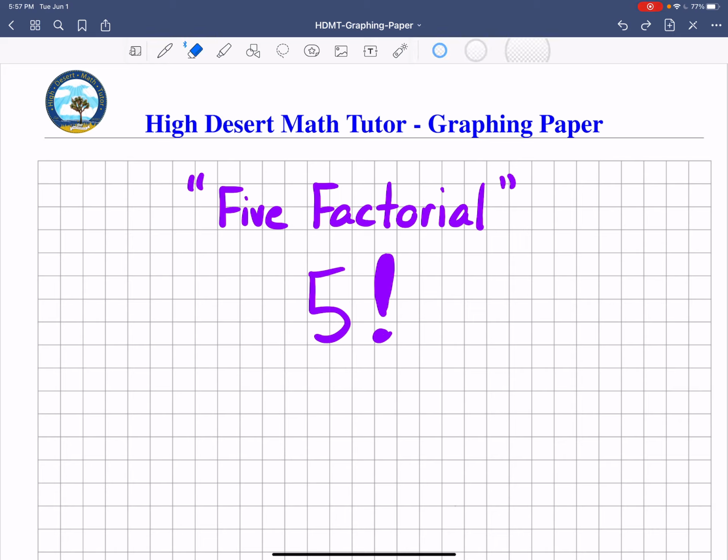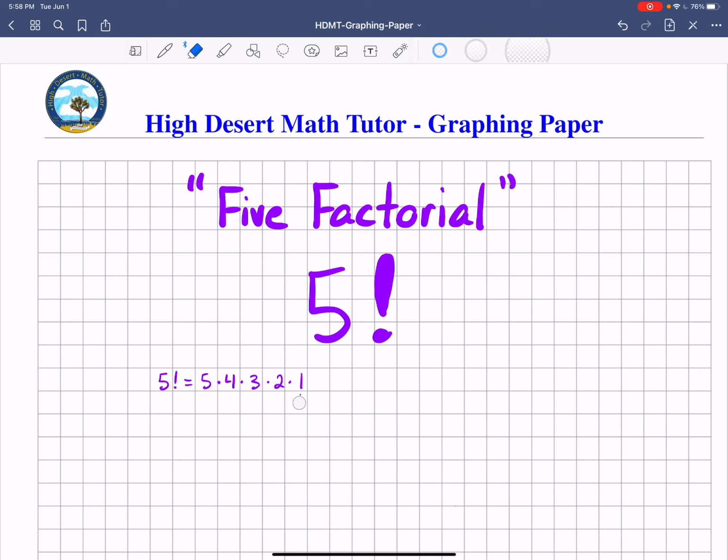So 5 factorial, for example, is going to be 5 times 4 times 3 times 2 times 1. That is what 5 factorial actually means. It's a shorthand way of writing that we're going to multiply the biggest number by the next number down, by the next number down, by the next number down, all the way until we get to the number 1.